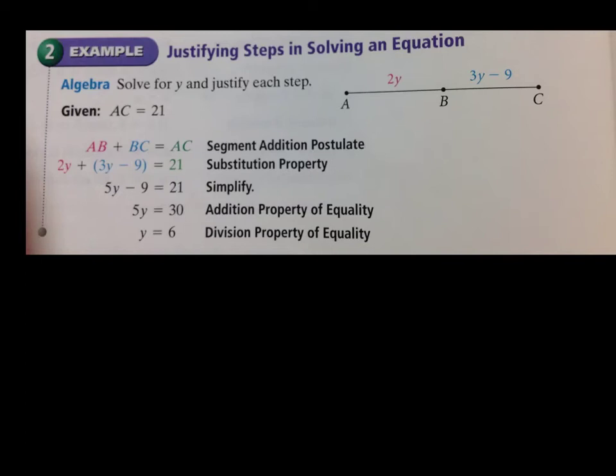Remember that. Then we substitute 2y in for AB and 3y minus 9 in for BC and 21 in for AC, and then we solve the equation. In the third step, I do not want you to put simplify. Again, I want you to put combine like terms, like you learned it in middle school. Do not put simplify there, put combine like terms. And then we add 9 to both sides, then we divide both sides by 5.